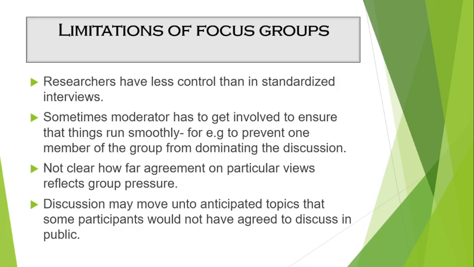Now, it is not clear how far agreement on particular views reflects group pressure, how far you can agree on certain things. Now, discussion may move into unanticipated topics that some participants would not have agreed to discuss in public. Now, while discussing, there are issues which might crop up. Issues or even insights or topics, unanticipated topics which can come through. However, this topic was not on the agenda to be discussed. And very often you have many people who don't want to discuss the other emerging topic. So it becomes quite a problem, right? So that was the first part of qualitative.